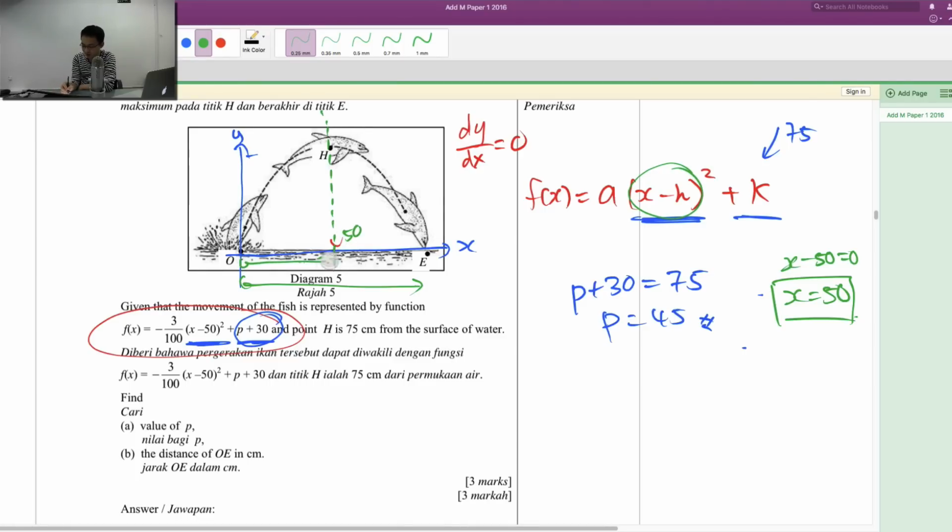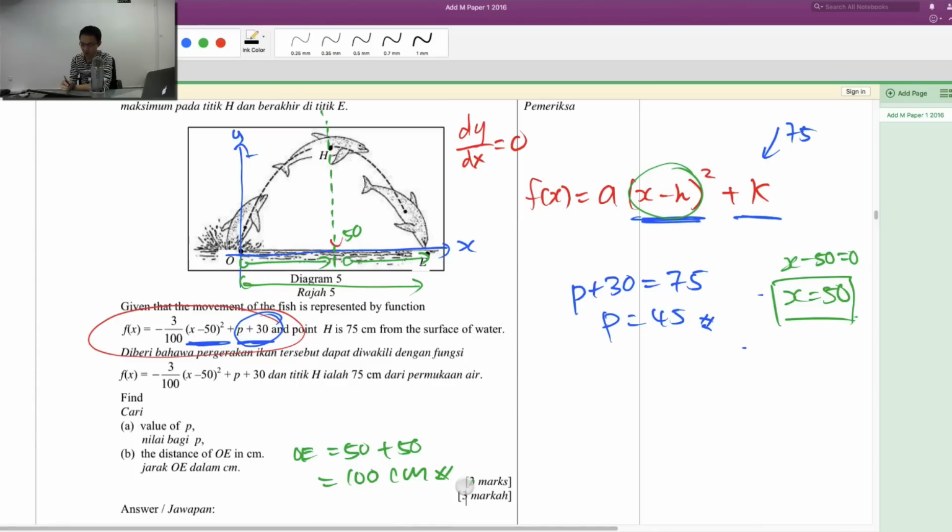So if here is 50, here will be another 50. So this one, the distance of OE is just 50 plus 50. So it's just 100 cm. Yep, just like this, very easy. Of course, you don't need to find the coordinate, because some students are trying to find the coordinate. You can do so if you want. I guess you will get the same answer if you find the coordinate E.